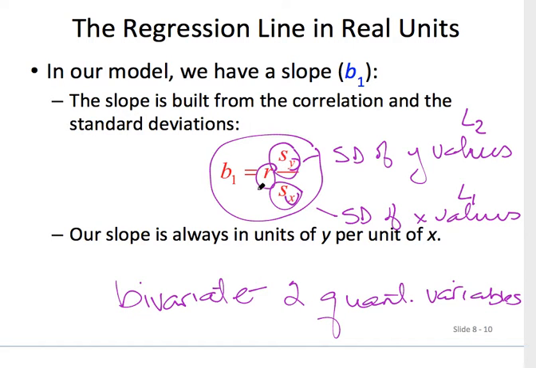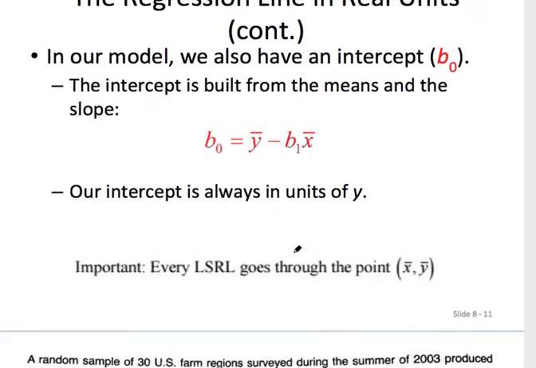Okay, the R is the correlation. So the correlation times the standard deviation of Y divided by the standard deviation of X. That's how you find your slope.